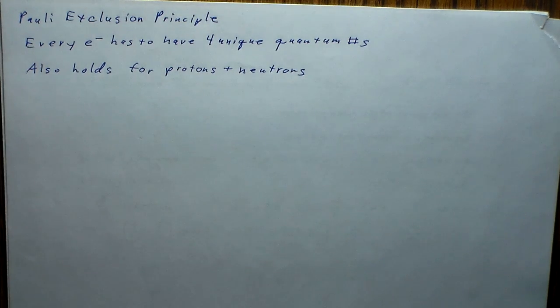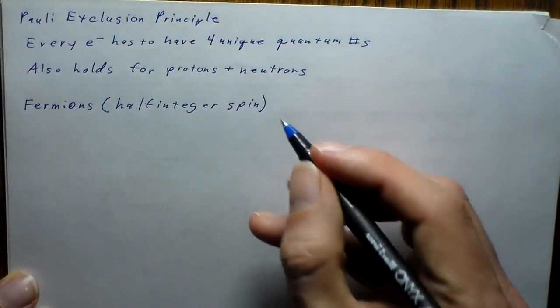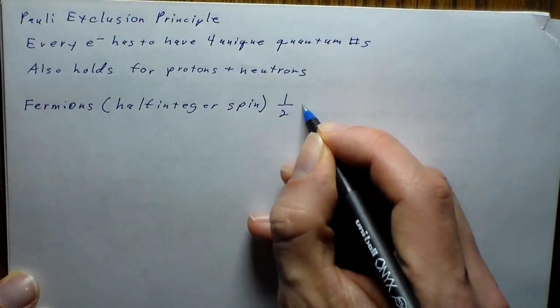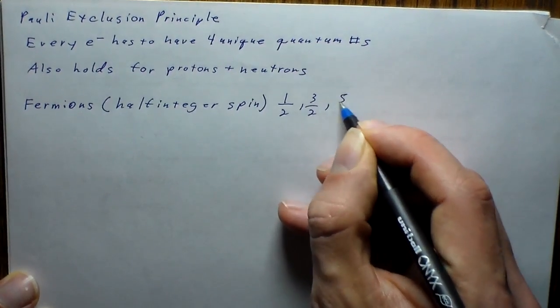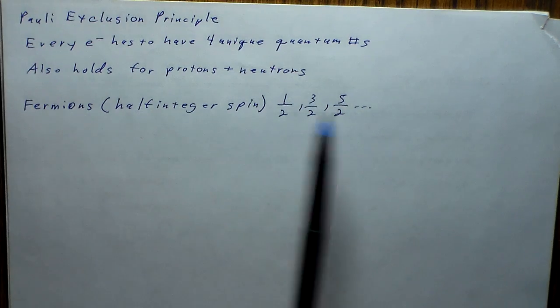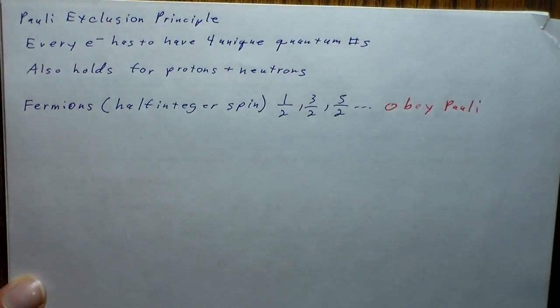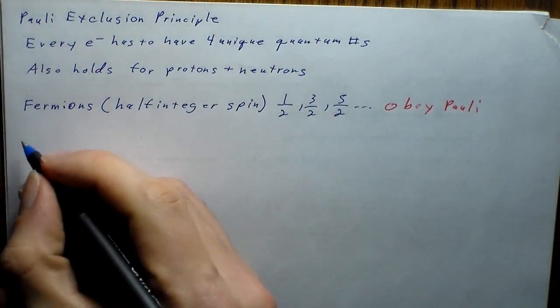And we can also generalize this to a whole class of particles called fermions. Fermions have half integer spin, in other words, 1/2, 3/2, 5/2, and so on. So if you have one of these fermions with half integer spin, this obeys Pauli. There's the other class, which is called bosons.